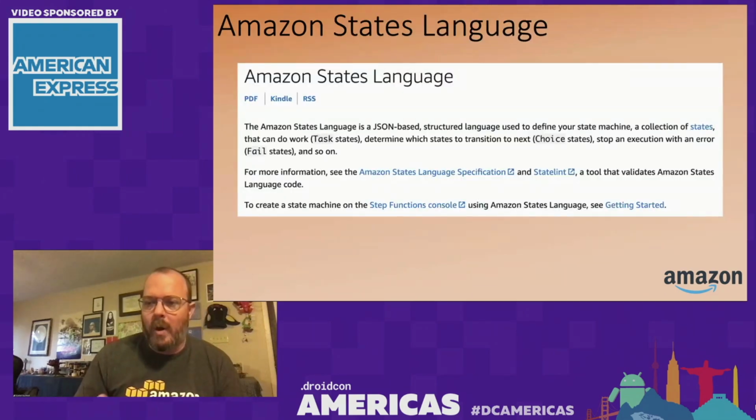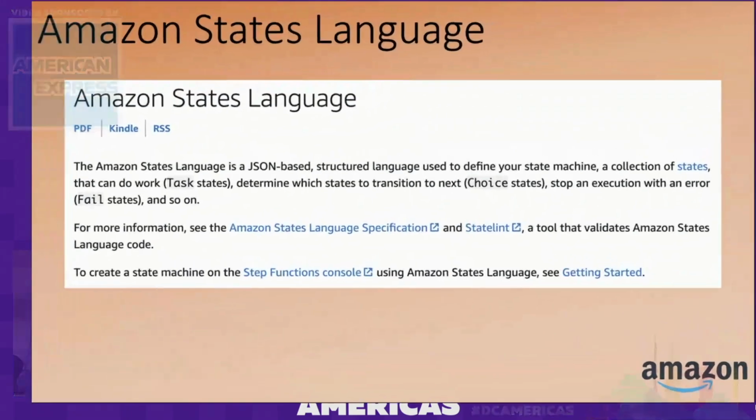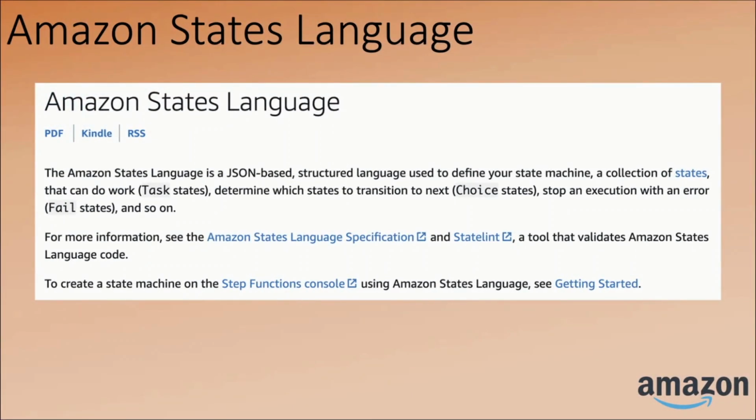So real quickly, what is the Amazon States language? I brought up the landing page here, and I'll read this off real quick and interpret it. What it is, from the landing page, is the Amazon States language is a JSON-based structured language used to define your state machine. It's a collection of states that can do work, such as task states, or it can determine which state to transition to next, which would be a choice state. It can do things like stop execution with an error, that's a fail state, and there's a bunch of other things it can do.